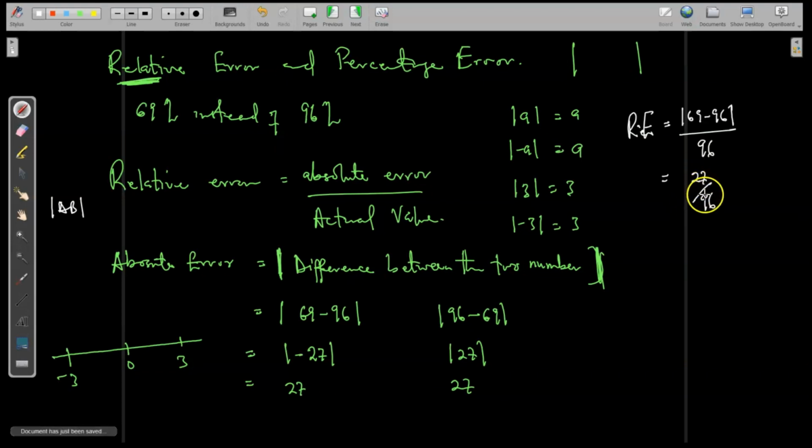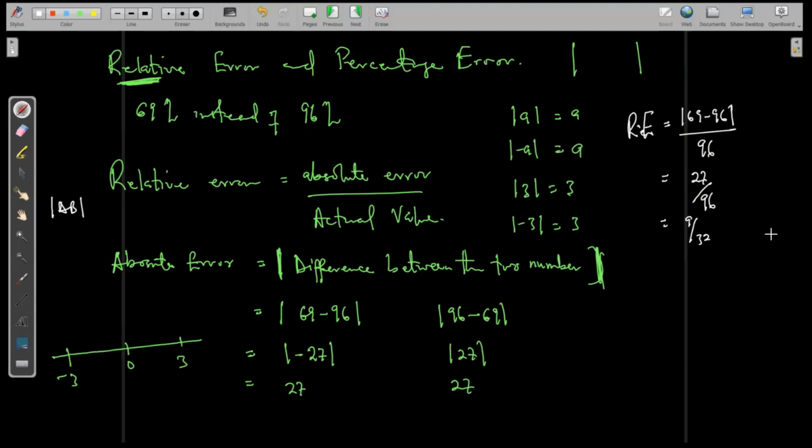If there is a need for you to break it down, you do so. I believe 3 can go into 27 and 3 can go into 96. So that is going to give us a final answer as 9 on 32. Is it 32? Yes, it is. 9 on 32. Please, are we all okay?